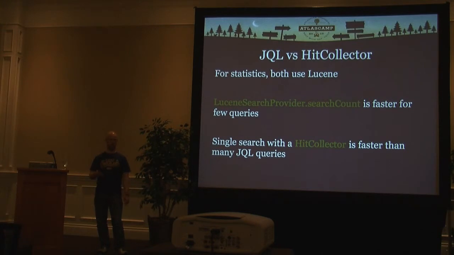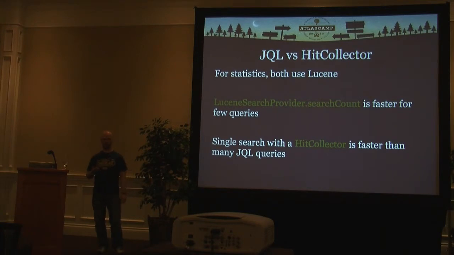Now, JQL and the searchers let you generate statistics quite easily if you just want to know how many issues there are for a particular situation. That works extremely well if you do a few JQL queries. If you start using a lot of JQL queries, and I'm talking about, in this case, like 40 to 50 for a page, things start taking a while.